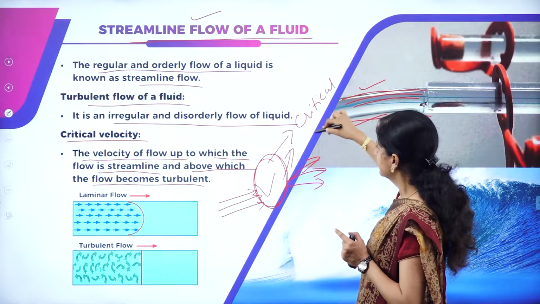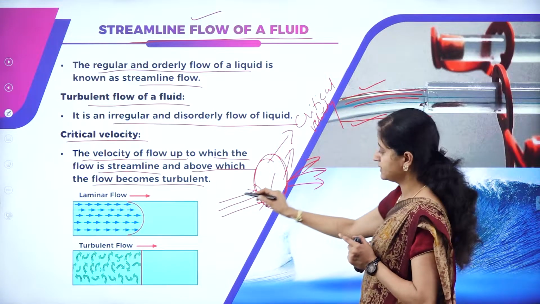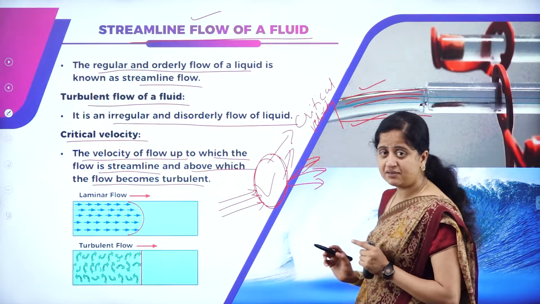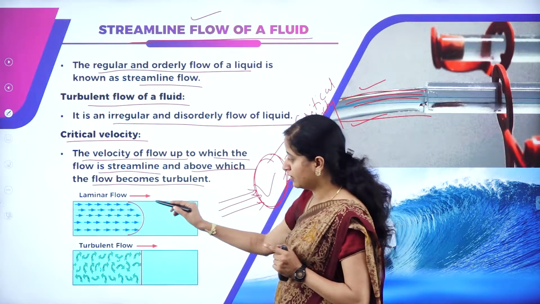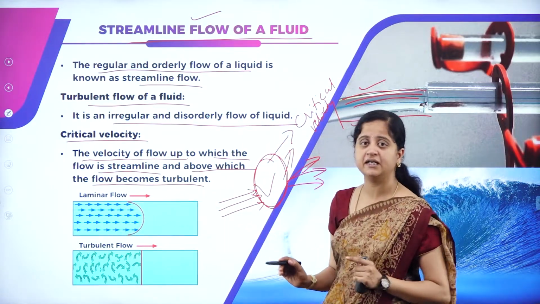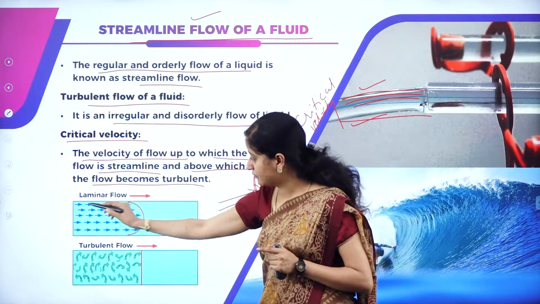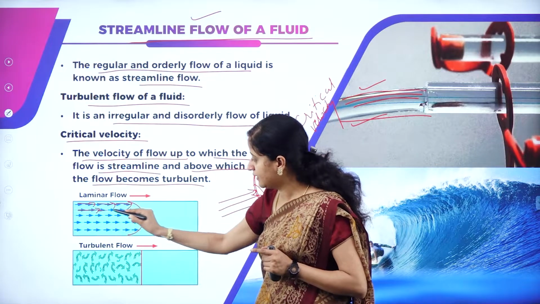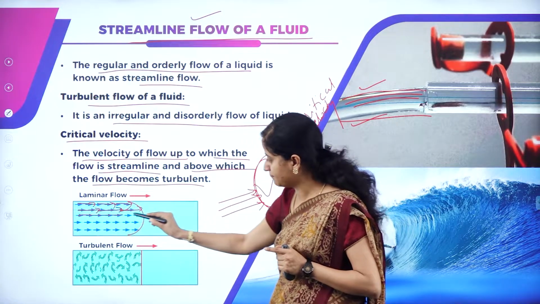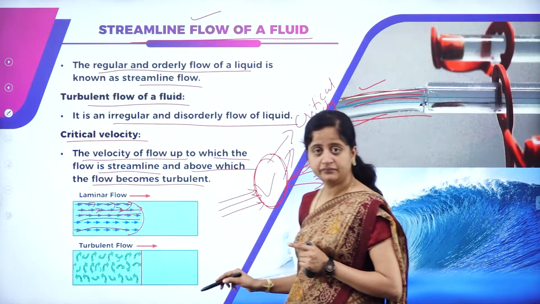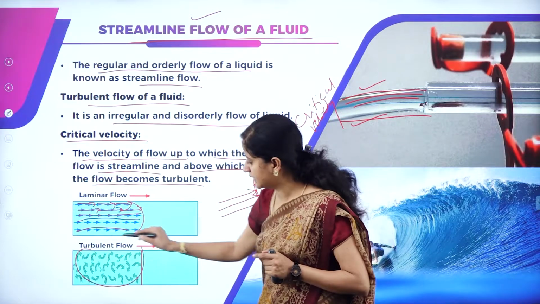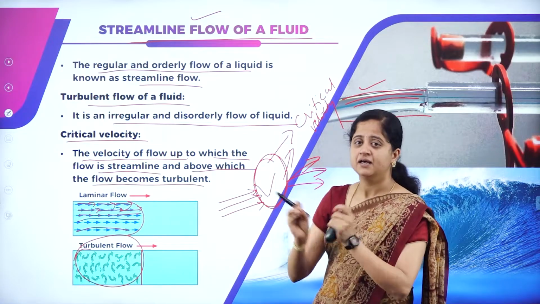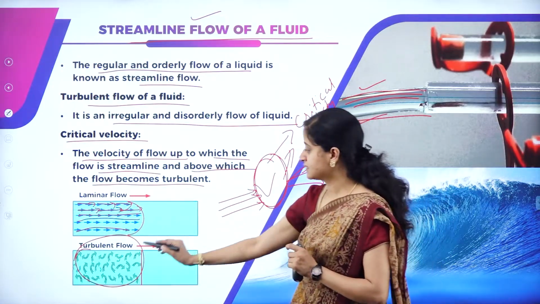Critical velocity means only up to this velocity the flow will be streamlined. After reaching this velocity, the flow will become turbulent. What is streamline now? It is nothing but the laminar flow or the smooth flow. The regular or the orderly flow of a liquid is streamline. You can observe here, we can see that the molecules are moving in an ordered manner, which means they are parallel to each other. Correct? In turbulent flow, we can observe the disorderly flow or the irregular pattern of the molecules, which are flowing in a random pattern. So this is called turbulent flow.